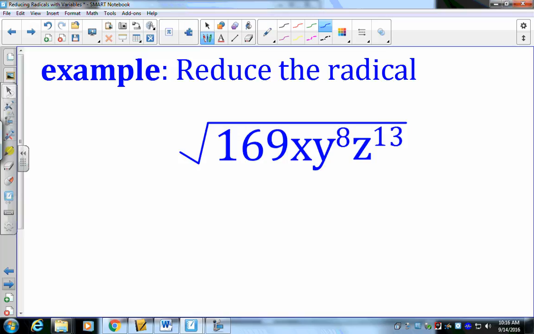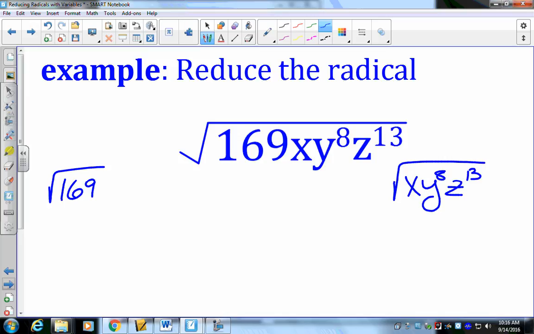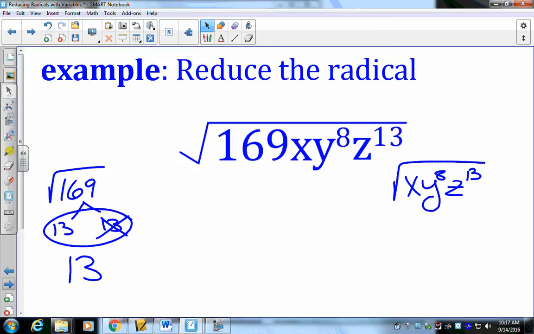All right, let's take a look at our next example. So we have the square root of 169 over here. And we have the square root of x, y to the 8th, z to the 13th. All right, so 169 is a perfect square. The only thing I can divide into it is 13 and 13. So remember, when I do that and it's a perfect square, my radical will disappear. Now that doesn't mean it's going to disappear my whole final answer, because I've got to figure out what's going on with my letters to see if there's anything left over underneath the radical. Okay, so we've got x, y, and z.